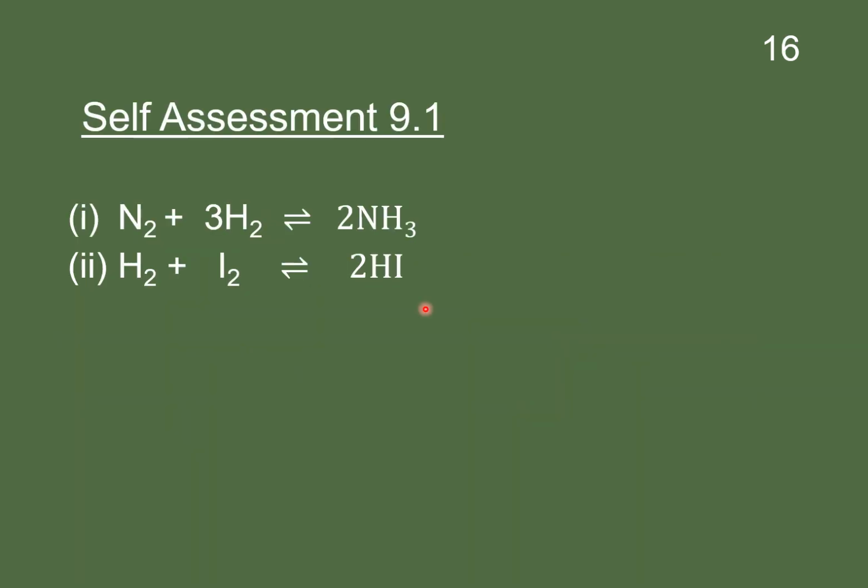Dear students, this is self-assessment exercise 9.1. Write both forward and reverse reactions and describe the macroscopic characteristics of the following equations, and you should solve this exercise.